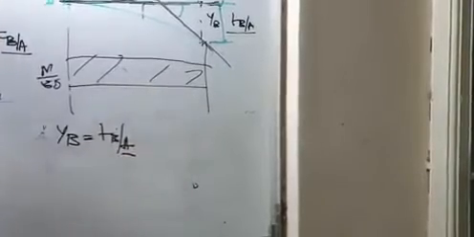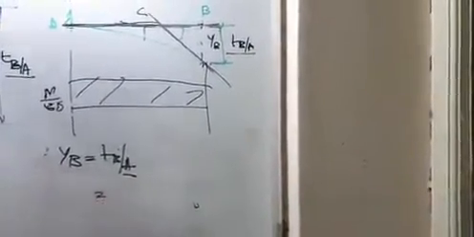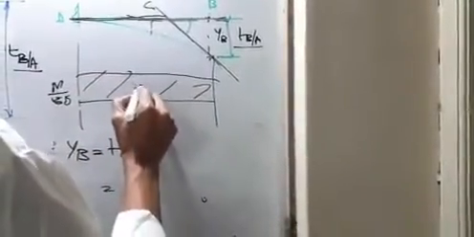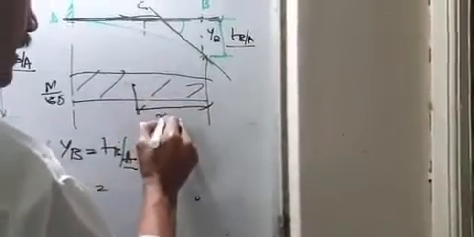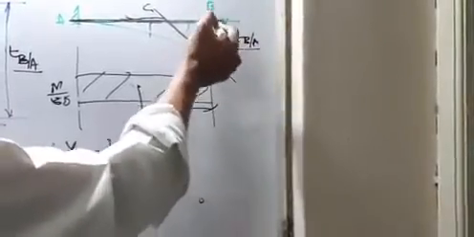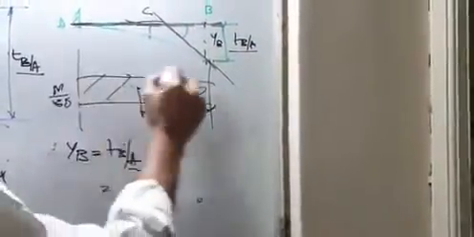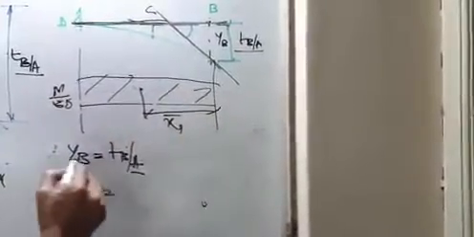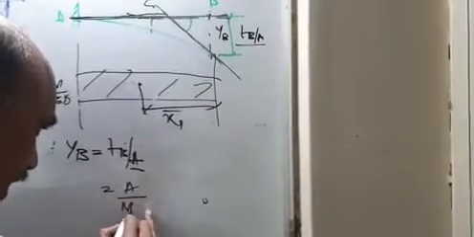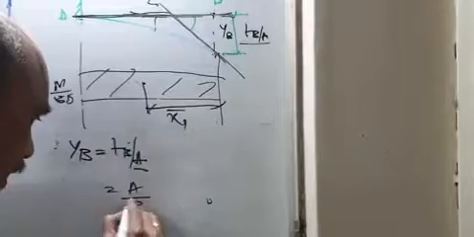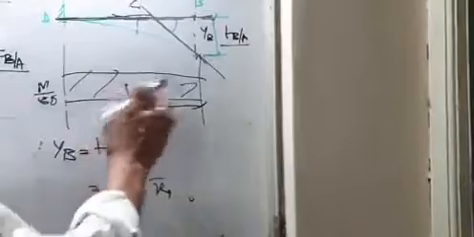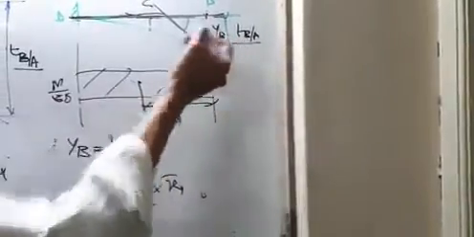Always A is the fixed support here. So how to calculate this? This is nothing but the area of the M by EI diagram between those 2 points multiplied by the distance of the CG of the figure with respect to the point about which you are finding the deflection. So here I am finding the deviation or deflection at B. The area of the M by EI diagram between these 2 points multiplied by x1 bar gives you TBA. If it is the area of the M by EI diagram multiplied by x1 bar, that gives you directly the deflection at this point.